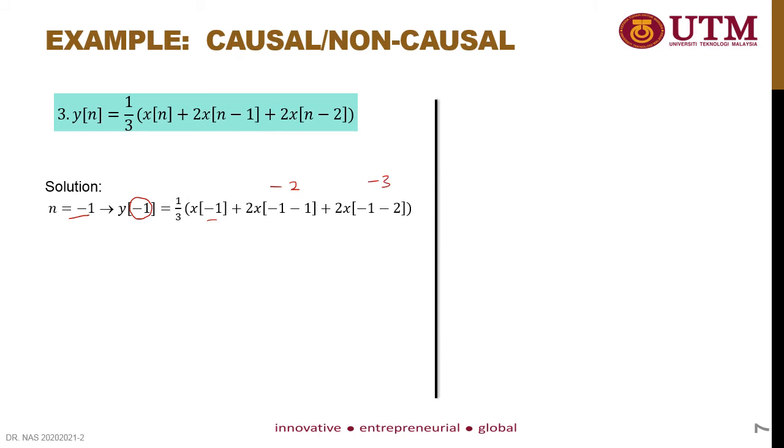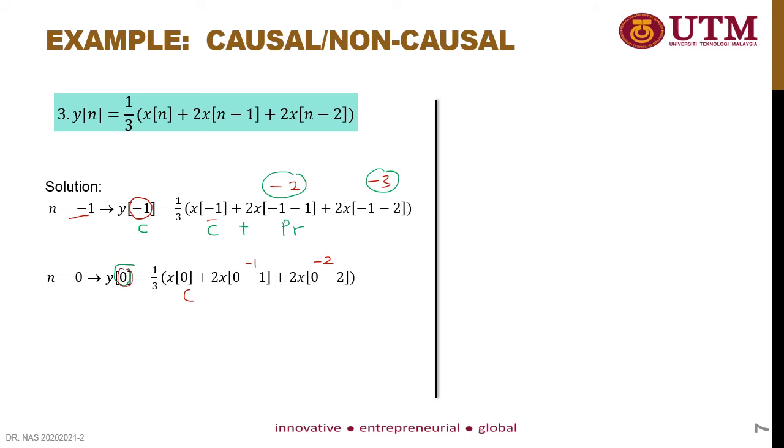Okay. So let's look at the states. Here you have the current state. Then you have the previous states: -2 is previous state, and -3 also previous state. Okay, look at the second n value, when n equal to 0. So this is the current state. Here you got 0, here is -1, here is -2. So this is the current state 0, and here you have previous state, and here also previous state.